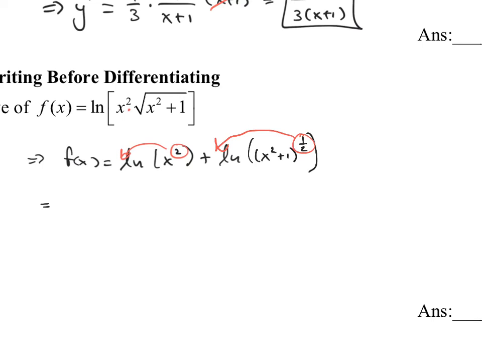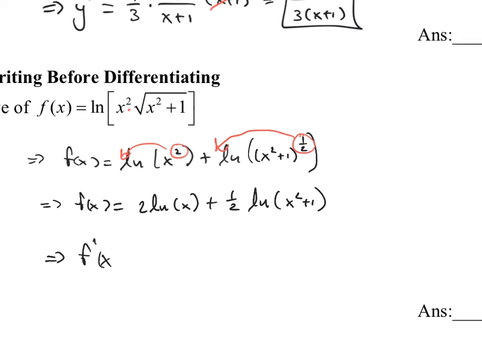Remember, this is the original function. We haven't even found a derivative yet. We're just doing our algebraic properties. This is the same thing as 2 times the natural log of x plus 1/2 times the natural log of x squared plus 1. Nothing else I can do there. That's my simplest form. So now I can find the derivative. Look, I've done absolutely no calculus yet. So here is the only step with calculus in this entire problem. There's only one step of calculus in this entire problem.